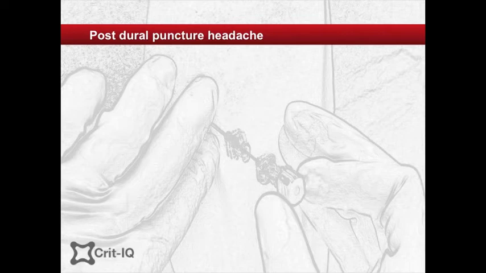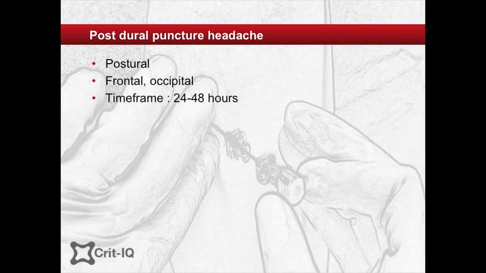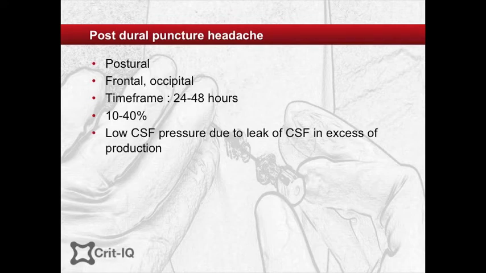Post-dural puncture headache. Post-dural puncture headache is a postural headache, typically frontal or occipital, occurring with onset of 24 to 48 hours after the procedure, and it occurs in approximately 10 to 40% of patients. Post-dural puncture headache is thought to be due to low CSF pressure from reduced volume, resulting from ongoing leakage through the dural rent in excess of the rate of CSF production.